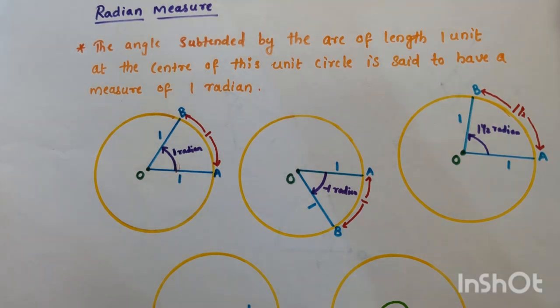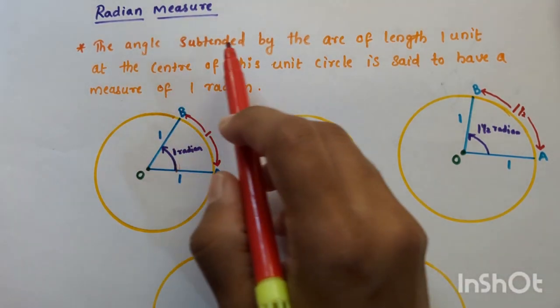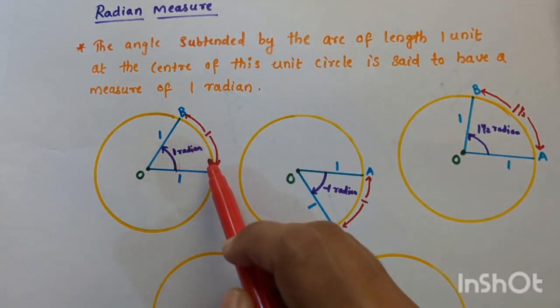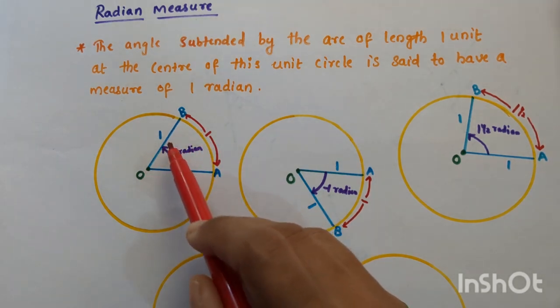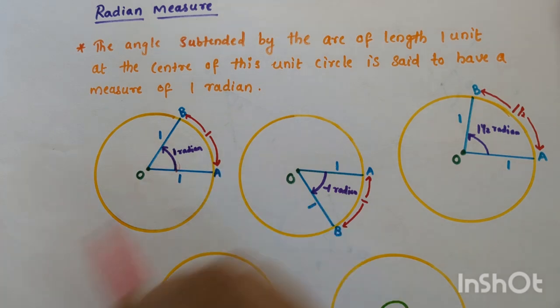So you see what is 1 radian? The angle subtended by the arc of length 1 unit at the center of a unit circle is said to have a measure of 1 radian.